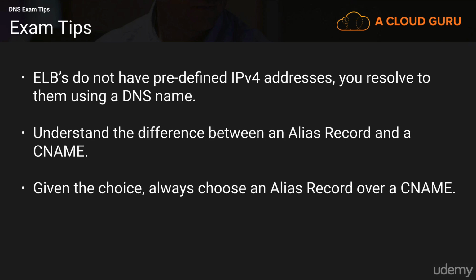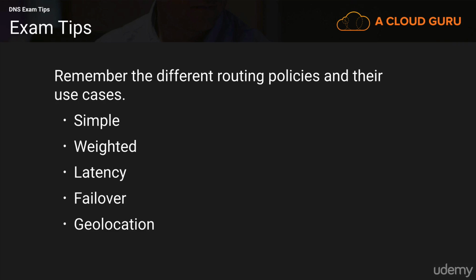And then finally, given the choice, you should always choose an alias record over a CNAME simply because it is cheaper. So if you do have a choice in the exam and you're trying to decide whether to use a CNAME or an alias record, go for the alias record.